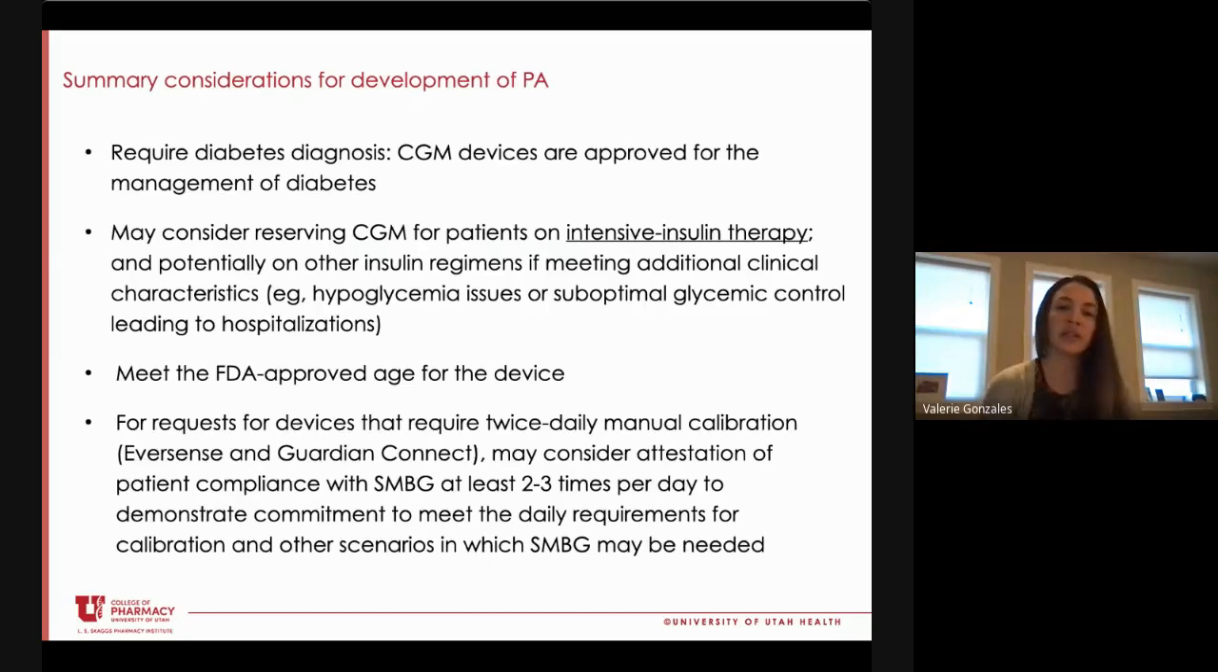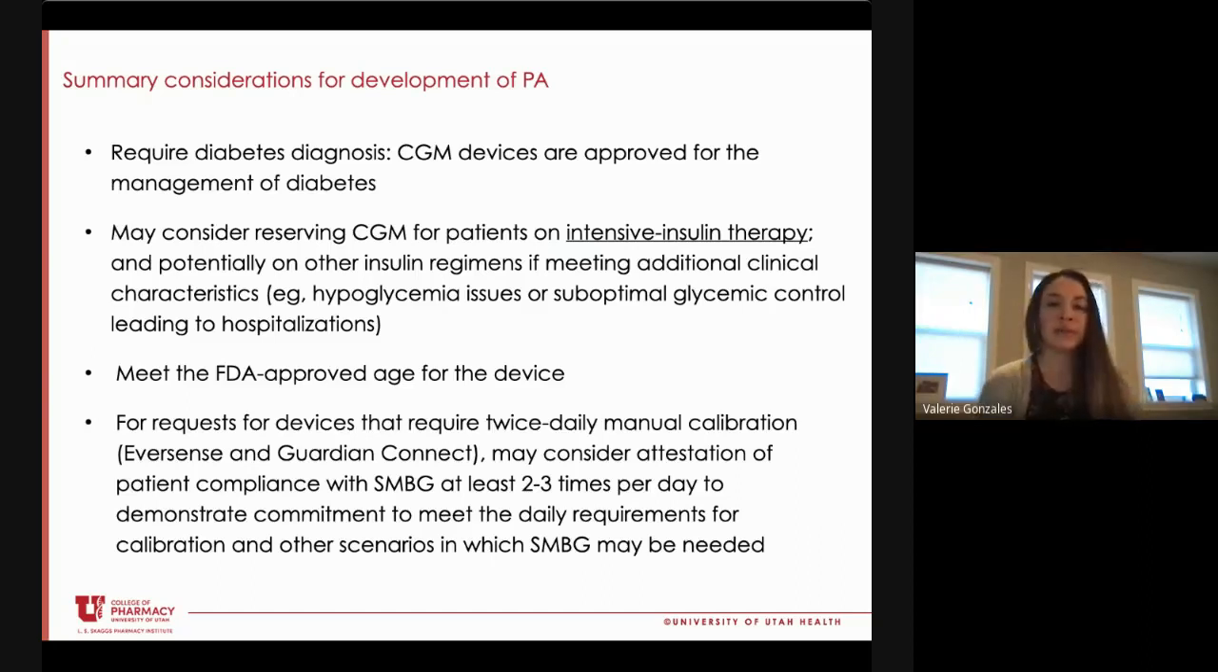Considerations for PA criteria were provided on page 24 of the report. In brief, these included requiring a diabetes-related diagnosis. You may consider reserving CGM for patients on intensive insulin therapy, since that is where there is high-level evidence of benefit over SMBG. Evidence is limited for patients on non-intensive insulin regimens, such as basal-only insulin, but perhaps some patients in that subgroup could be considered on a case-by-case basis.